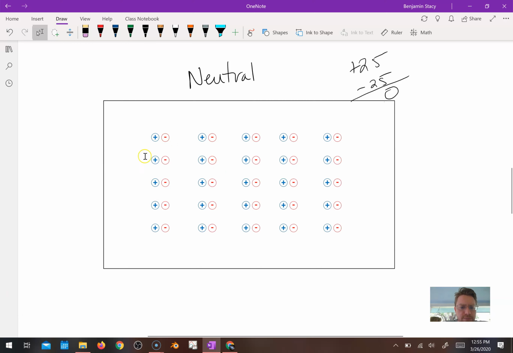Notice that my pluses and minuses are right by each other. They're all nice and kind of uniformly distributed about this material. So you could say maybe this is just a sheet of aluminum foil or a sheet of paper. Everything's nice and balanced out. So what happens with polarization?